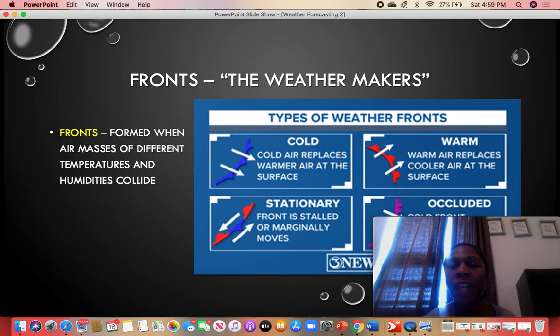Then we have an occluded front. This is where we have a warm air mass and a cooler air mass that are just kind of off to the side, hanging out, chilling. And then this colder air mass decides to come in and interrupt things. Basically, it approaches and it actually kind of almost picks up both of those air masses and lifts them up. And that place where they all kind of interact and join is where you'll have precipitation. Okay.